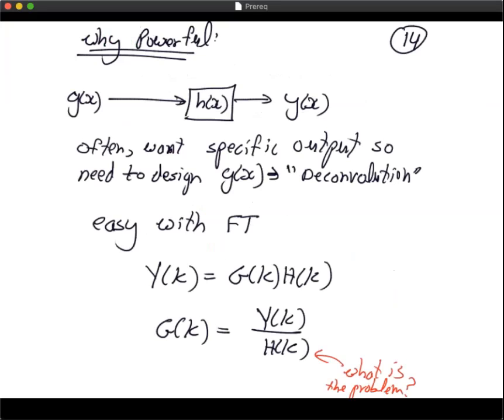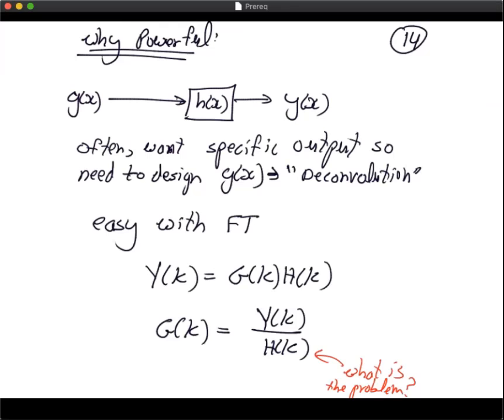Now here's just an example. Let's say I have some system with an impulse response h of x, and I put g of x into that system to get y of x. Sometimes I want to create a specific output, and I need to design g of x to produce my desired y of x. So I don't know g of x, but I know what y of x is, and I know h of x. I need to design g of x in order to do that.